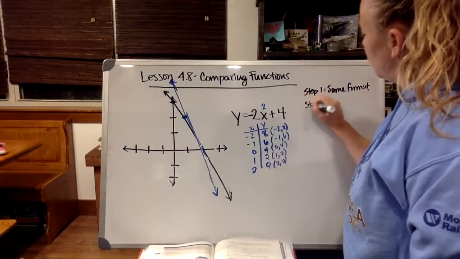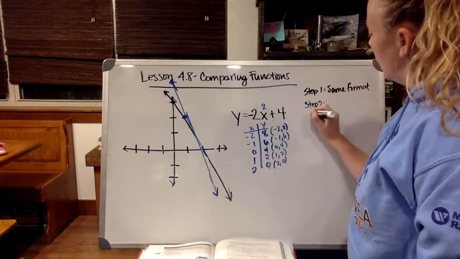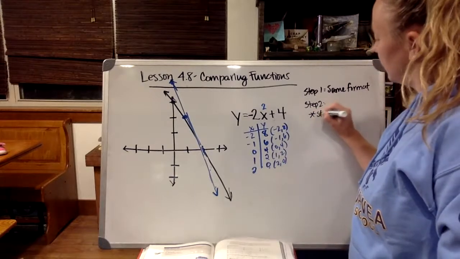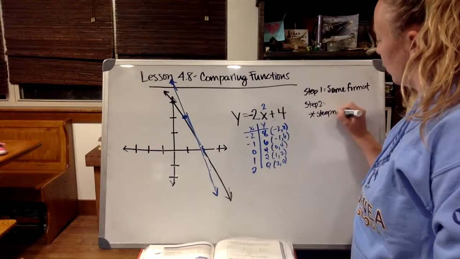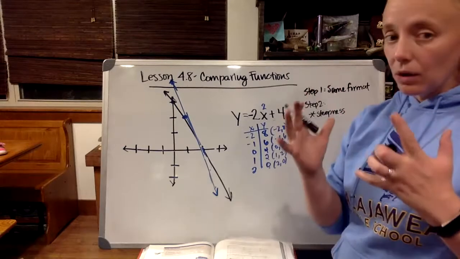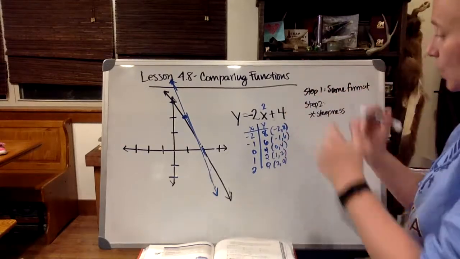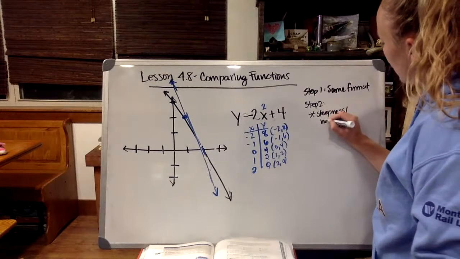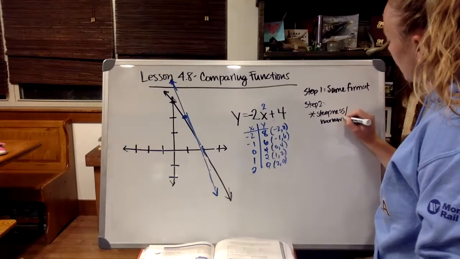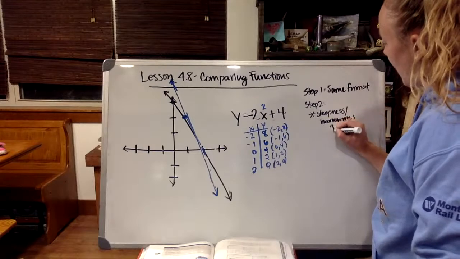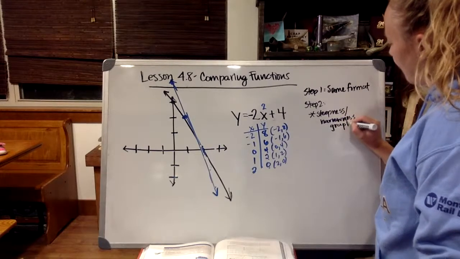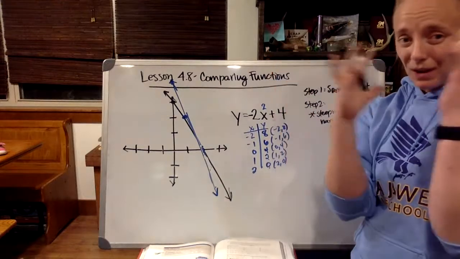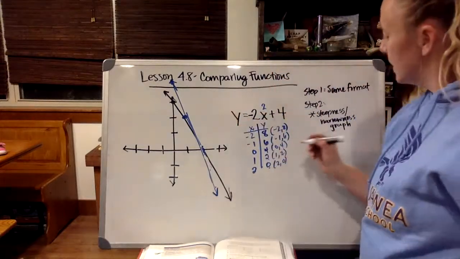So step 2, when you're starting to compare these, look for a few key things. Look at the steepness of the line, if there is a line, or the narrowness of the V shape or the narrowness of the U shape. So steepness or narrowness of the graph. If it's a line, you'll look at steepness. If it's a U or a V shape, you'll look at how narrow it is or how wide it is.